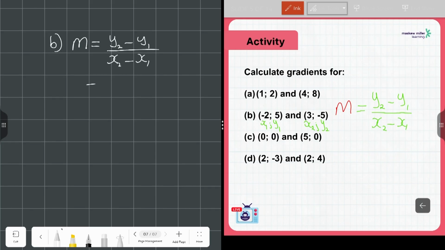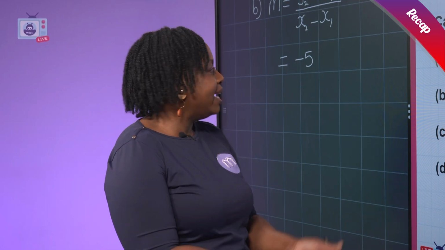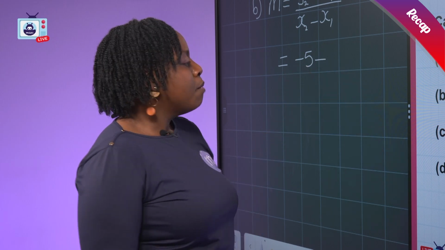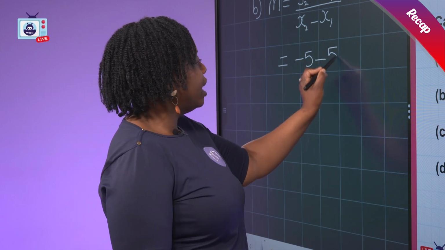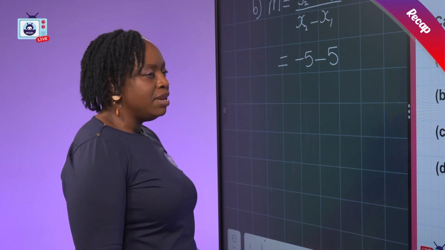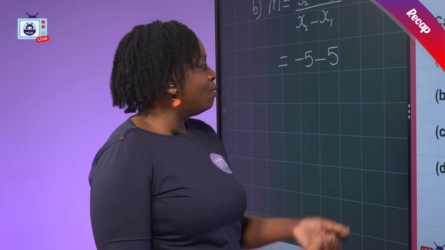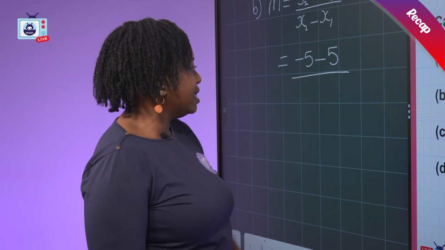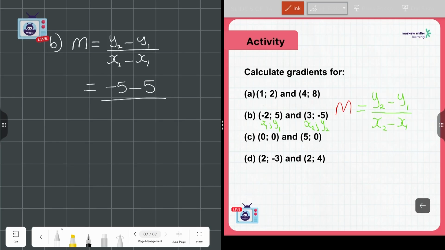Let's substitute. What did we say our y2 is? We said it's going to be a negative 5. We write it with the sign, so we do not leave our sign behind. Okay, so we're going to minus, but then that is minus 5. So we don't have to write a plus, because a negative multiplied by a positive gives us a negative. So that's why we just write that minus there. Divide, our x2 is 3, and we are minusing by minus 2.